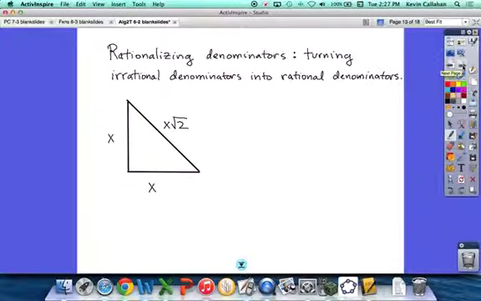Okay, now the kind of problems where it doesn't simplify like that, we need to do what's called rationalizing the denominator, meaning we're going to turn irrational denominators into rational denominators. So an irrational denominator for us now means it's got some kind of a radical that can't be simplified in it, and we don't want it. And you did this before.